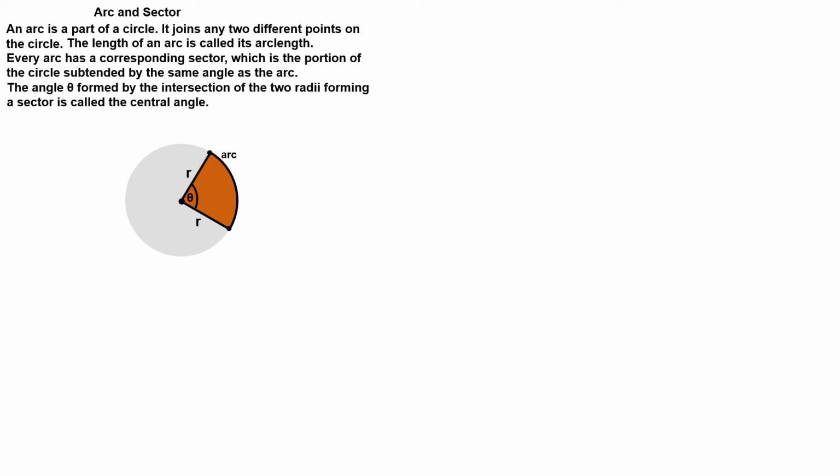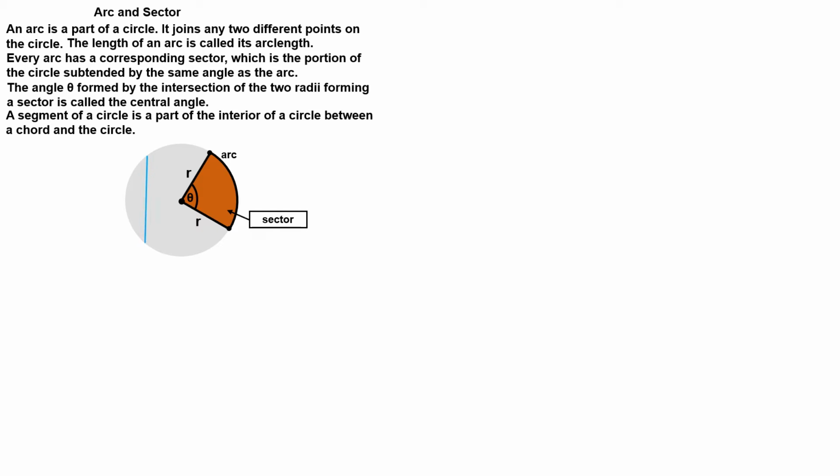This curved line is an arc. This slice of pizza is a sector. Last but not least, you should know what a segment is. A segment of a circle is a part of the interior of a circle between a chord and the circle. Look at the figure. This is a segment.